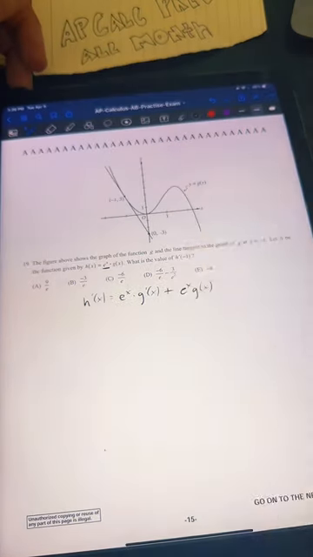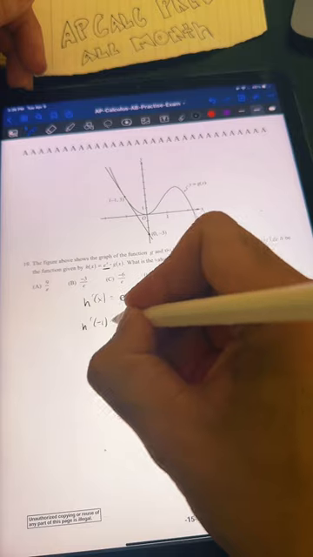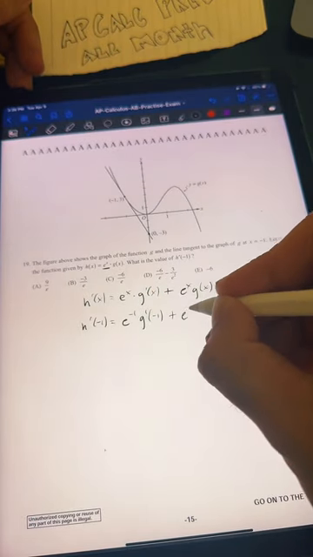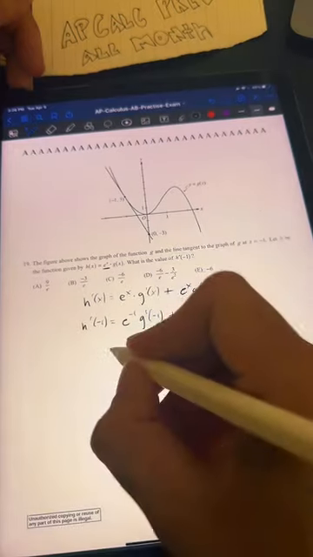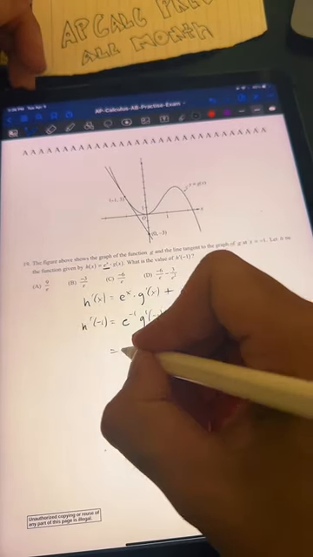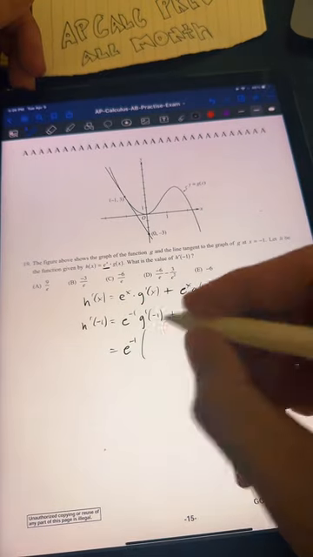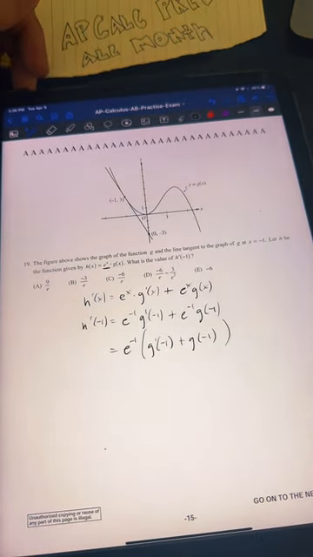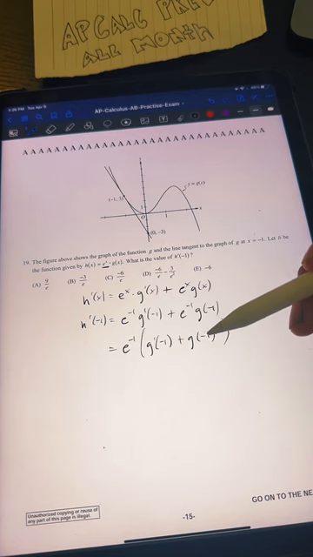Okay. And now we're going to plug in negative 1. So we have e to the negative 1 times g prime of negative 1 plus e to the negative 1 times g of negative 1. A few things that I'm going to do. Just because I see this e to the negative 1, I'm going to pull it out to make my life a little easier. You don't have to do this, but I just wanted to, especially because we've got plenty of time.